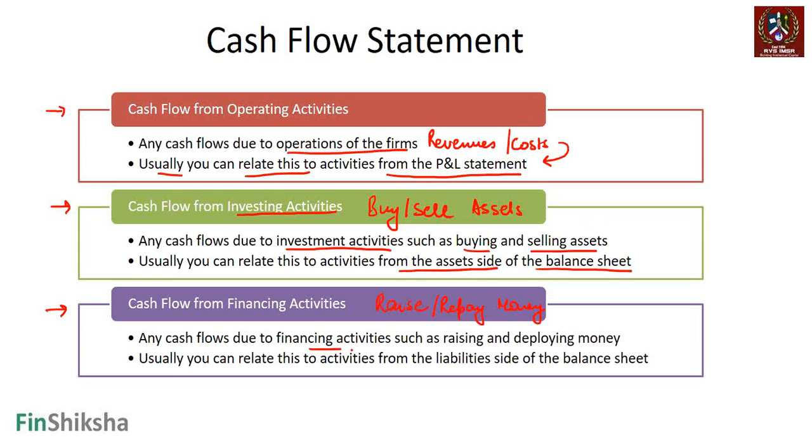Any cash flows due to financing activities such as raising and deploying money are going to go under cash flow from financing activities, usually because raising money and repaying money happens from guys who are the liabilities for us, or who are the sources of funds for us, who are giving us money. This will relate to the liability side of the balance sheet, right? So P&L statement is here, balance sheet asset side is here, balance sheet liability side is here, largely and loosely speaking.